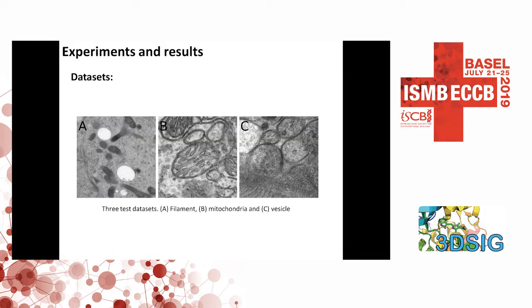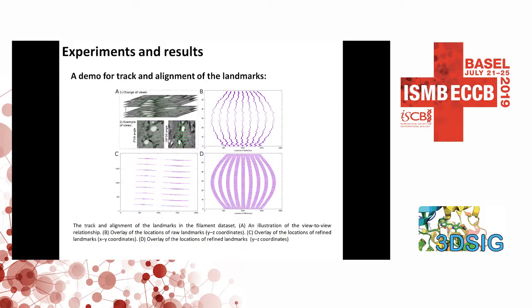So finally, we see how it works. We use three samples, filament, mitochondria, and physical, to test our solutions. First, we try to see how the checks have been aligned. Here, we make an example from the filament dataset. B is the landmarkers without alignment, and C and D are the landmarkers that have been well aligned by our solutions.